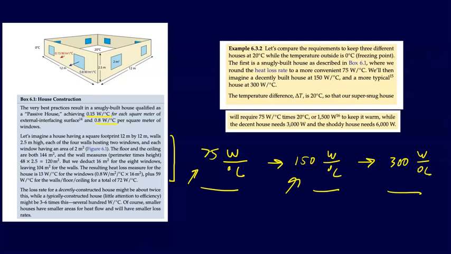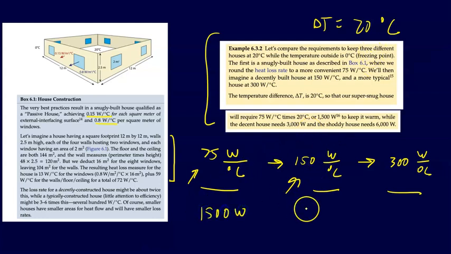If you look at this example, for each of these, this again depends on the temperature difference. So let's assume a temperature difference of 20 degrees Celsius. Maybe it's freezing outside, and inside you're at room temperature. If you take 75 times 20, you get 1,500 watts. If you take 150 times 20, you get the next one up, 3,000 watts. And then finally, for the houses that we all typically live in, 6,000 watts.